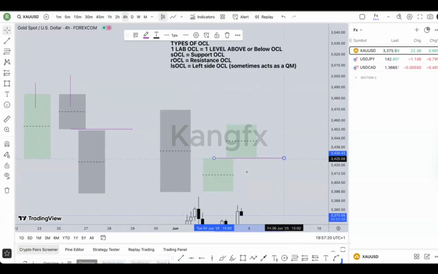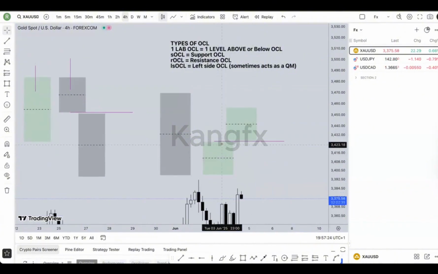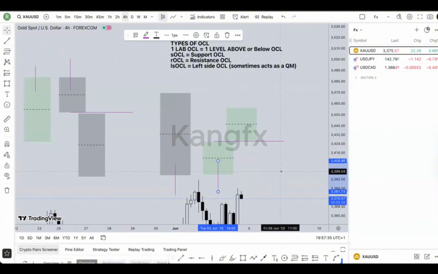So this is our support OCL. Why is this our support OCL? Because this is the OCL that was created after this support was created here. You see that? This is it here. I'm only showing you types of key levels that are very strong and powerful. That's what I'm showing you guys in the class. So this is a support OCL.